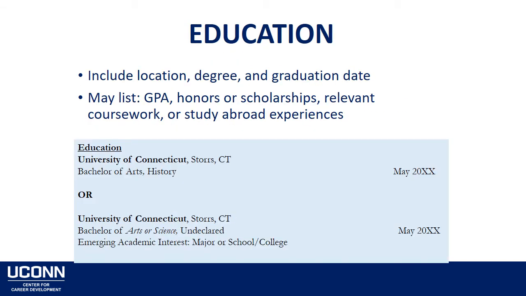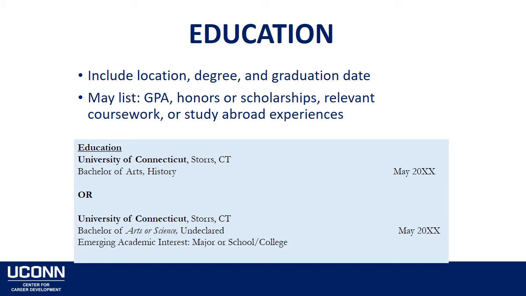The next section on your resume is the education section. Include University of Connecticut fully spelled out. Do not abbreviate it to UConn. List the location. Below that, include your degree, major, and graduation date in month and year. If you are in the ACES program, you may list your major as undeclared, and if you have one, you may list emerging academic interests below.